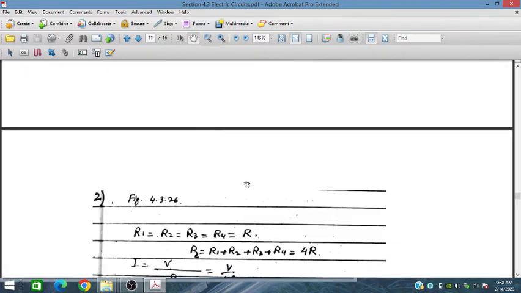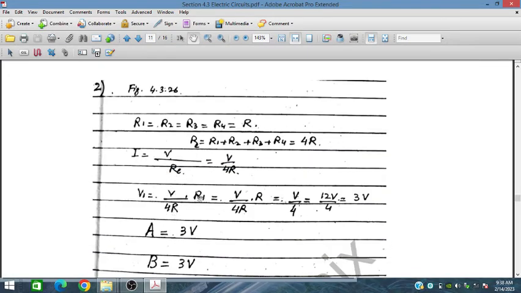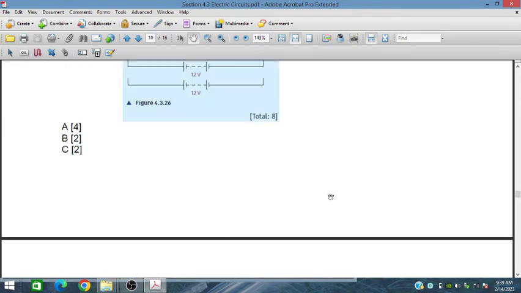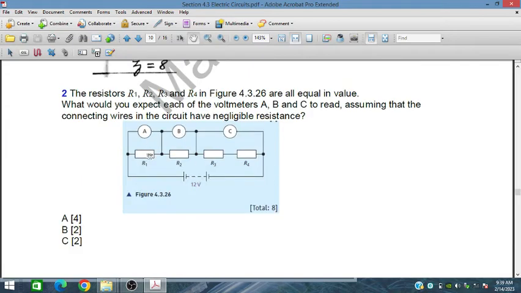So the voltage drop across this R1 is V1, which is equal to this current into R1. R1 is basically R. So this R cancels, so V upon 4: 12 volt divided by 4. So this is 3 volt. So 3 volt appears across this resistance. Similarly, 3 volt will appear across this one, and 6 volt appears, because 3 volt plus 3 volt. So this will read 6 volt.